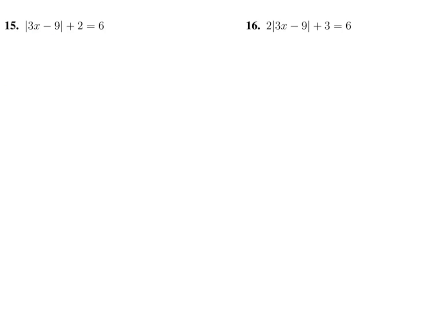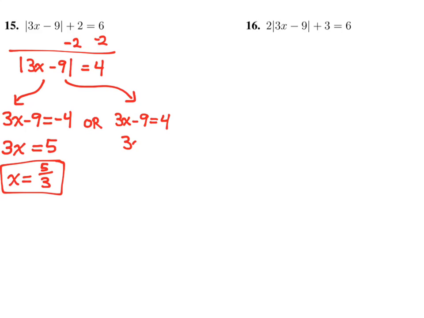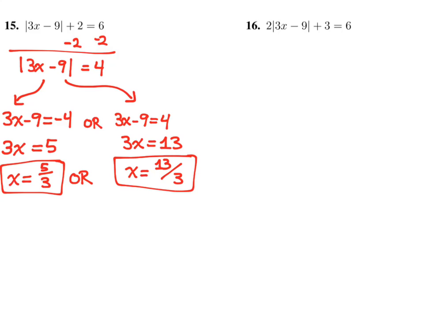Hey, look at number 15. Now, in this case, that 2 was not part of the absolute value, so you're going to move that first. Then deal with the absolute value, which means a negative 4 version and a positive 4 version. Then go ahead and solve each one. So 5/3 is one answer, 13/3 is another. Again, "or" in between gives you style points.